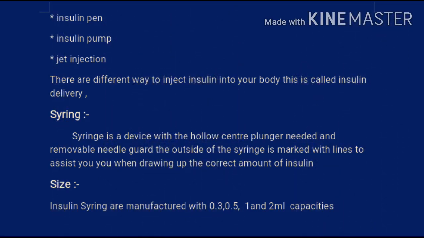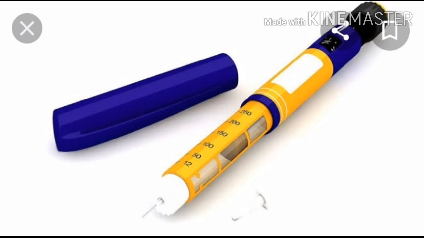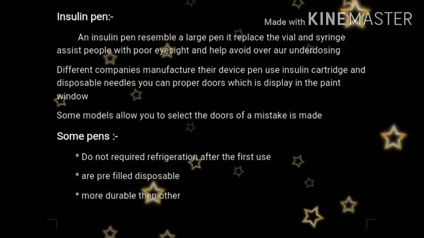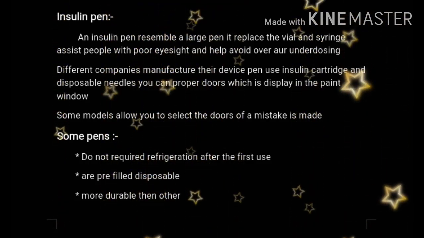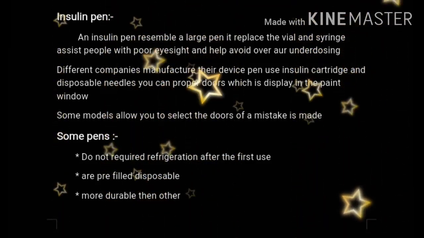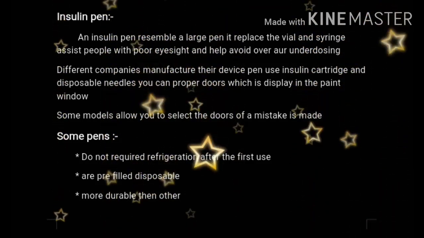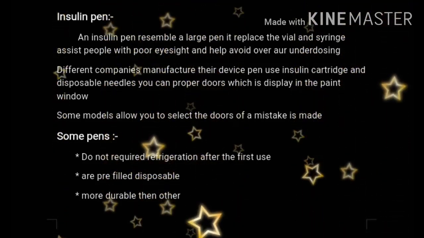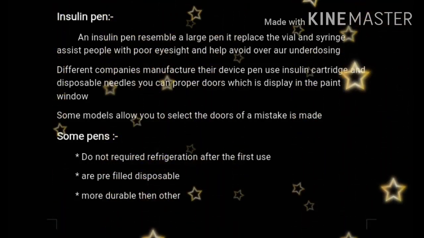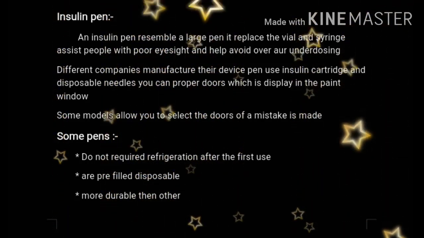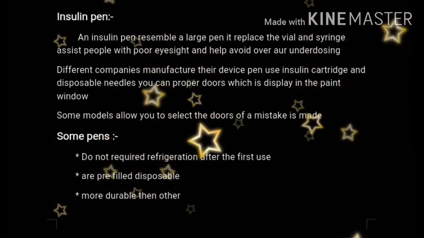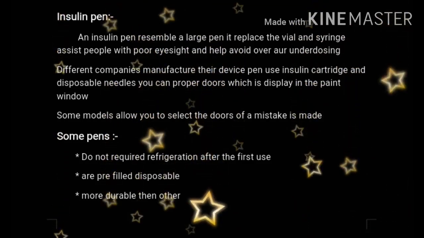Then second, insulin pen. An insulin pen resembles a larger pen. It replaces the vial and syringe, assists people with poor eyesight and helps avoid over or underdosing. Different companies manufacture these devices. Pens use an insulin cartridge and a disposable needle. You can select the proper dose, which is displayed in the pen's window. Some models allow you to reselect the dose if a mistake is made. What is a cartridge? A closed container that is in the insulin pen.